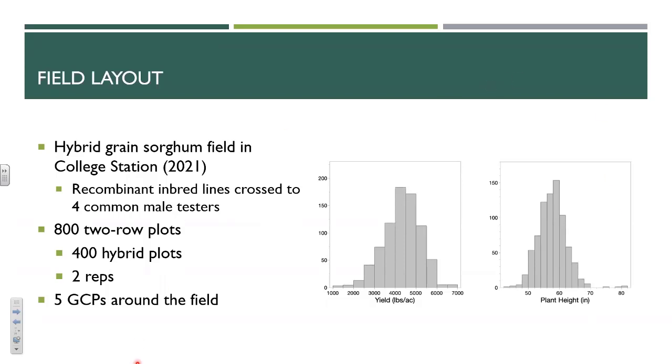And you can see right here that there's good variation in the yields and plant height. So it wasn't just one common hybrid. There's lots of variation we could be looking at through the study. And there's also 5 GCPs in the field, which were later used to georeference all of our orthomosaics.